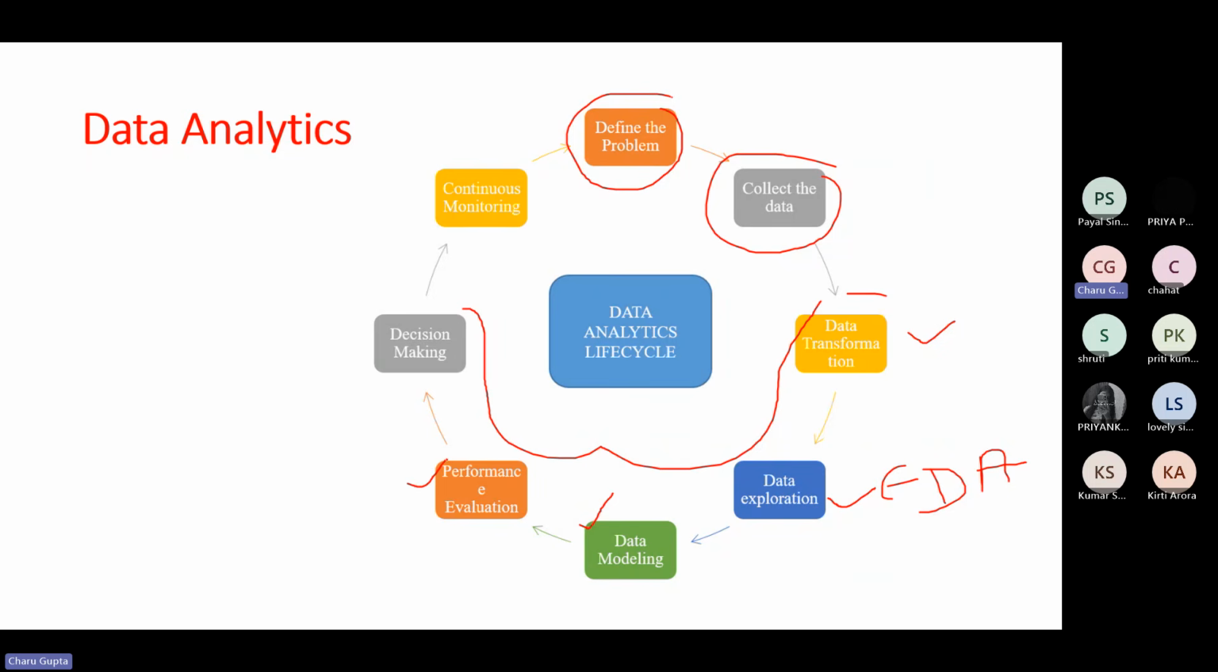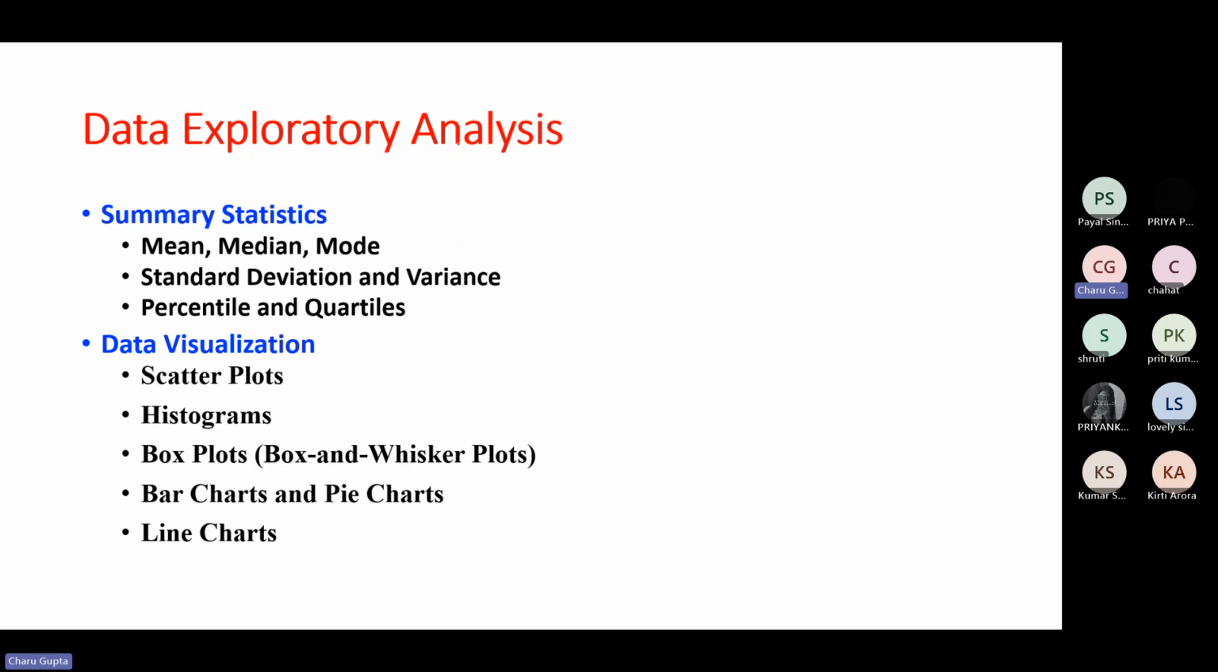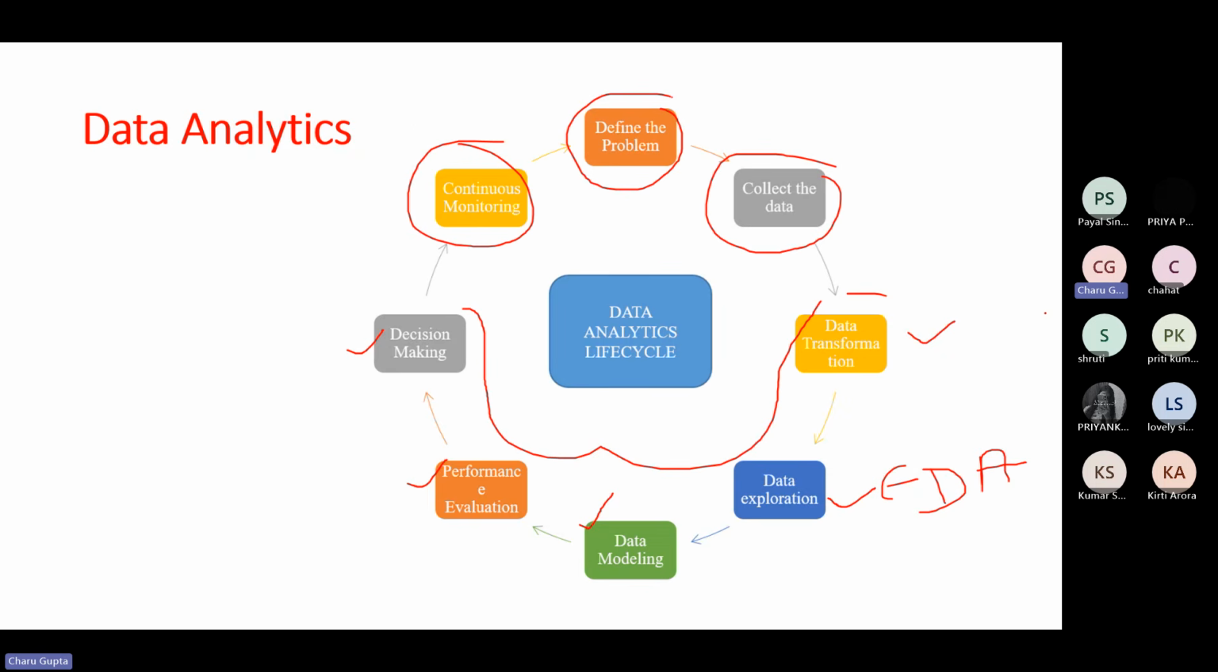Like we just found out using the confusion matrix, right? And then the decision making. After the decision making, we continuously monitor it with the new data, retrain it and update it. Next is exploratory data analysis. We were talking here about exploratory data analysis, what it is.